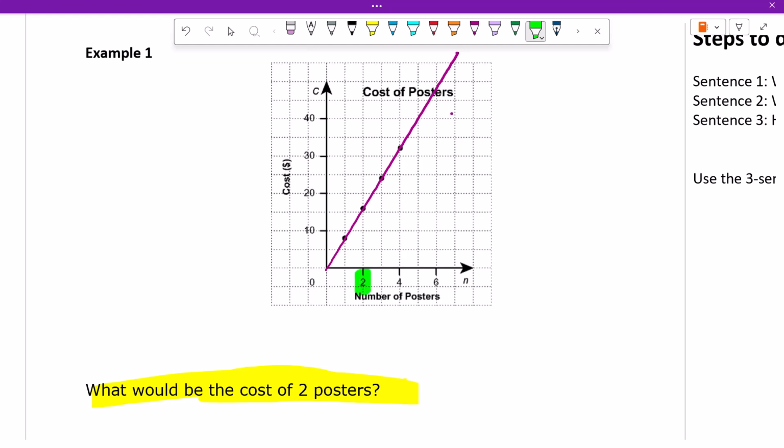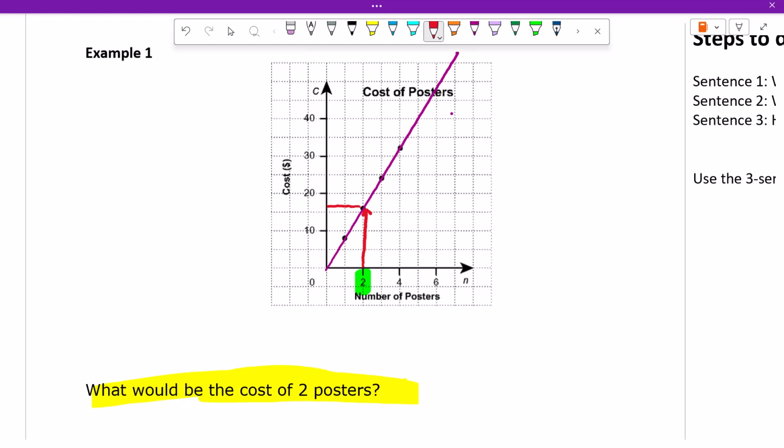Here is 2 posters, and we want to find the cost. So we need to go up to the line. So we go up to the line, and you go like this. Okay, we go up to this line, and we need to know what the value is. So we go from here, we go over this way, and you go, what number is it at? 16.